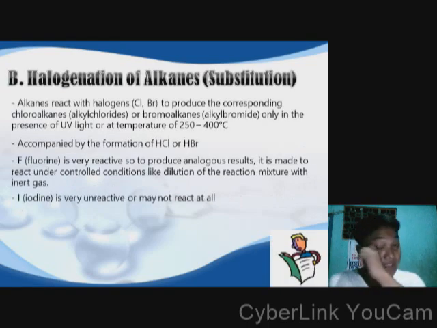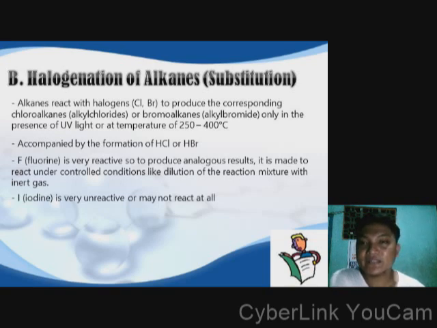Next is the halogenation of alkanes, which is a substitution. Alkanes react with halogens, chlorine and bromine, to produce the corresponding chloroalkanes or alkyl chlorides, or bromoalkanes or alkyl bromides, only in the presence of UV light or at a temperature of 250 to 400 degrees Celsius, accompanied by the formation of hydrochloric acid and hydrobromic acid.